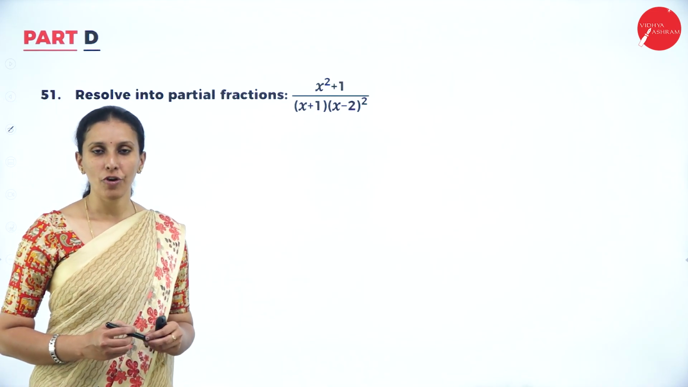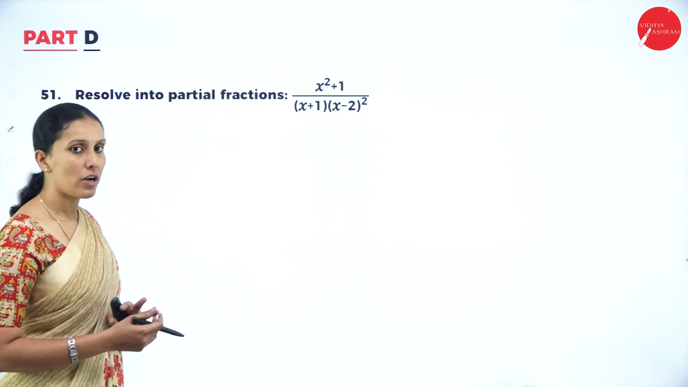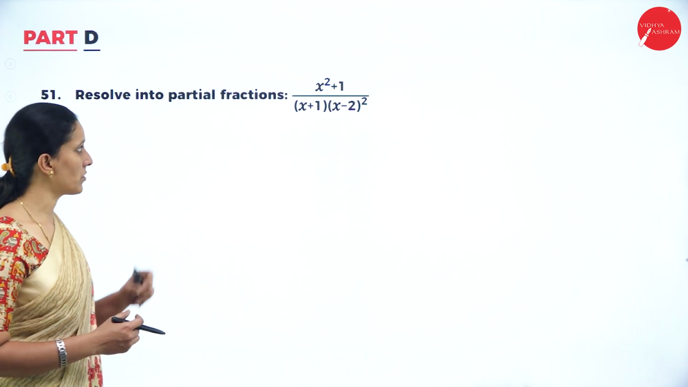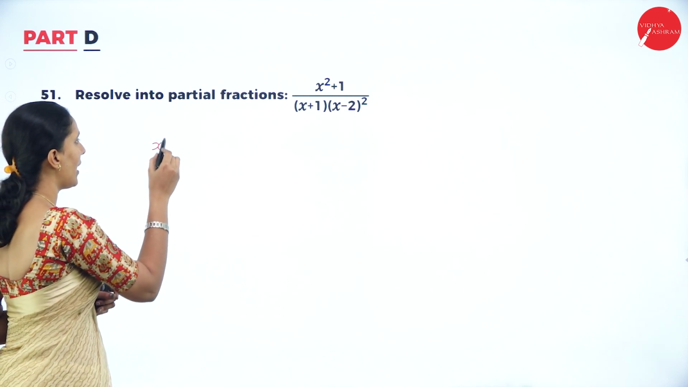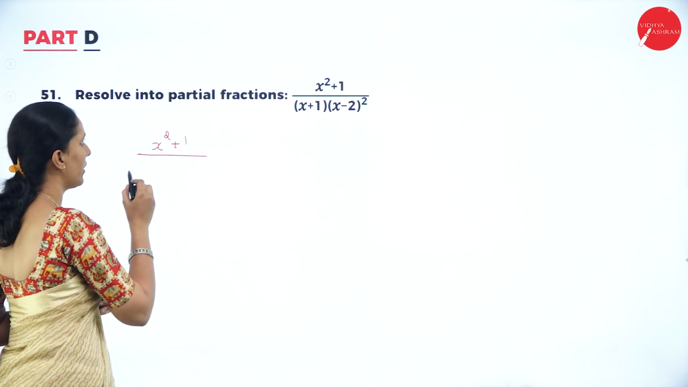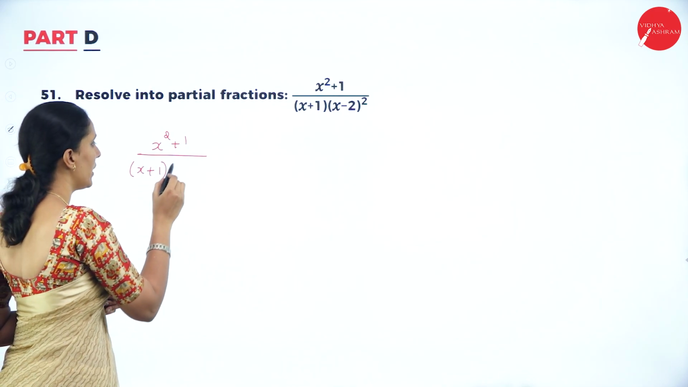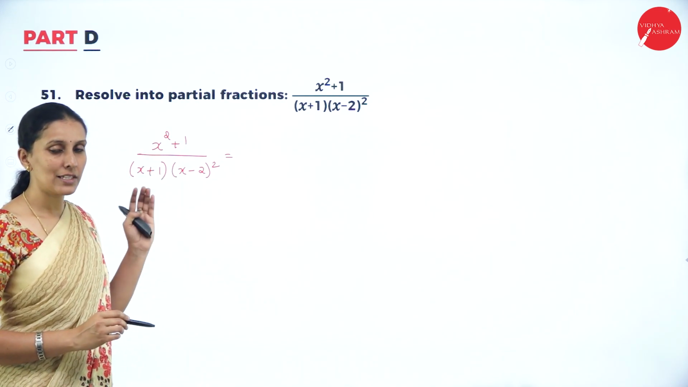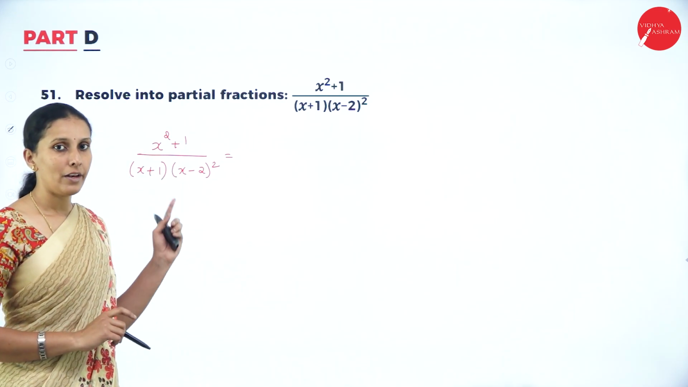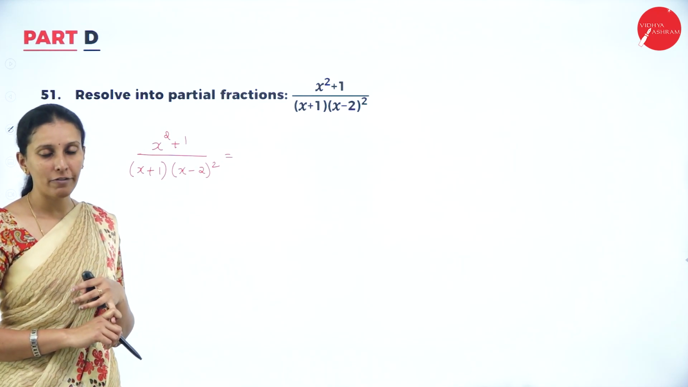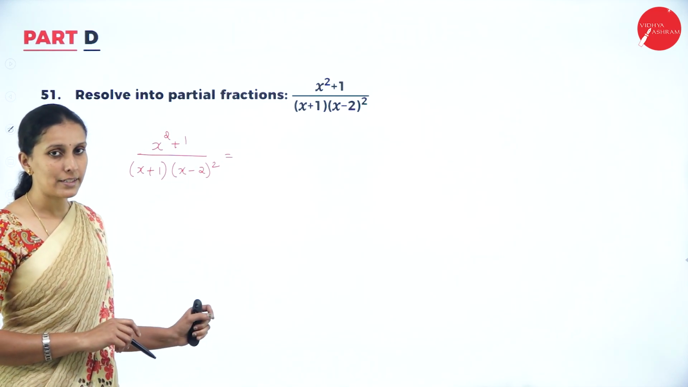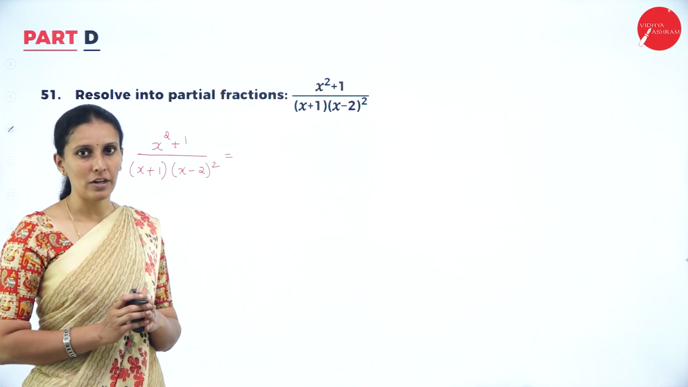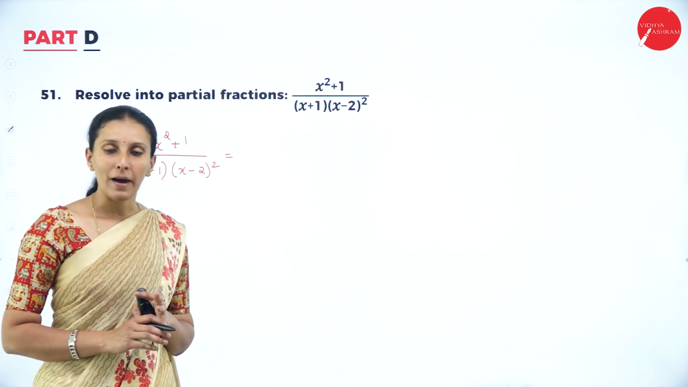Next we have a question on partial fraction. A rational function will be given, and we need to express this into simple fractions. Now let us consider the rational function (x square plus 1) divided by (x plus 1)(x minus 2) whole square. Remember, the degree of the numerator should always be less than the degree of the denominator. Then we can resolve them into simple partial fractions. Otherwise, we need to convert it into a form of sum of a polynomial and a rational function, and then find the partial fractions.